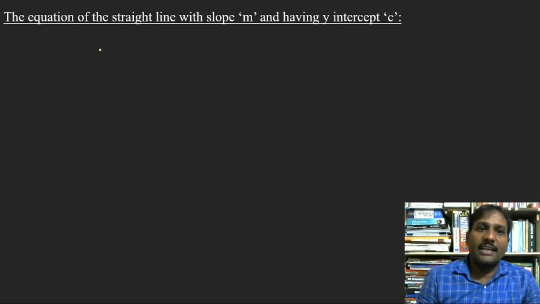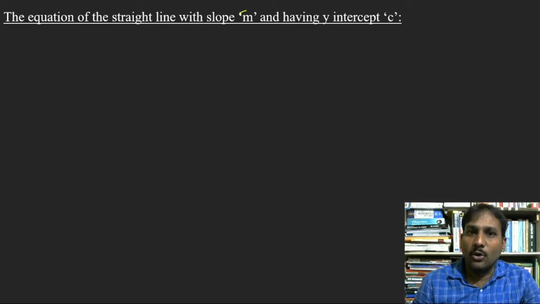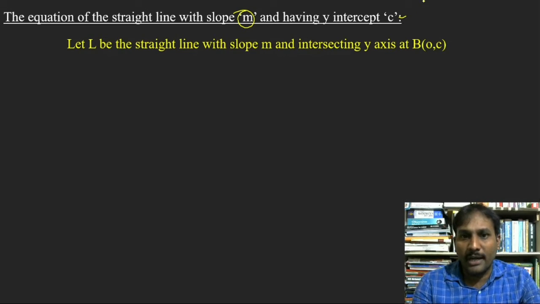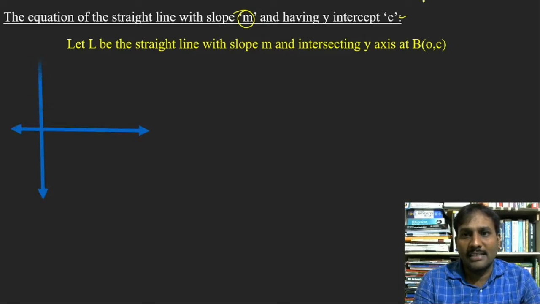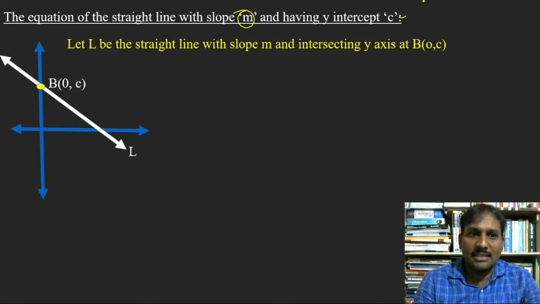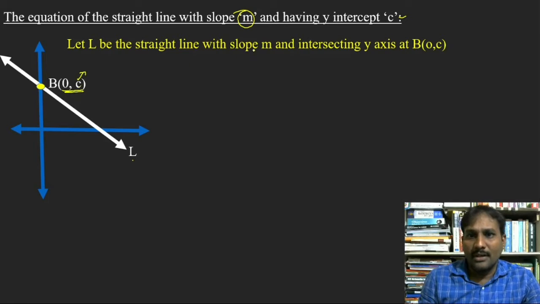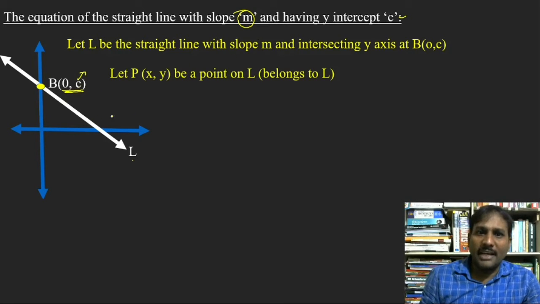So we will find the equation of the straight line with slope m and having y-intercept c. Let L be a straight line with slope m and intersecting the y-axis at (0, c). So this is line L and it is intersecting the y-axis at (0, c). Therefore c is the y-intercept here. Now let P(x, y) be any point on L. So I am taking the point P here. So this is P(x, y).